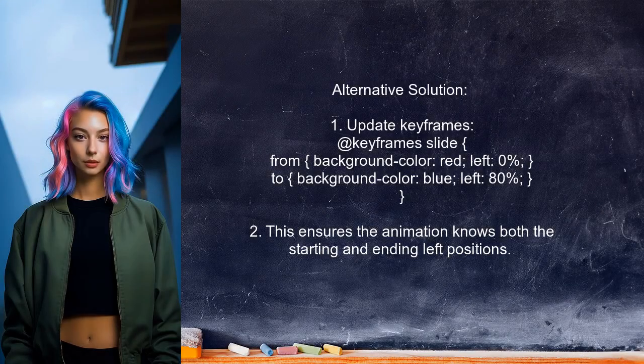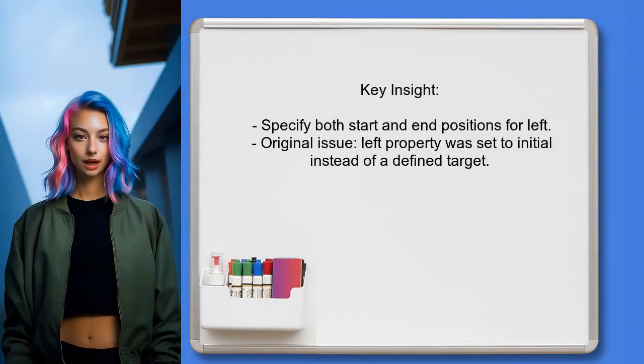An alternative solution provided by another user suggests adjusting the keyframes for the animation. Instead of animating from left 0 to right 0, they recommend animating from left 0 to left 80%. The user explains that the original issue arose because the animation only specified the initial left property without a target value. By defining both the start and end positions, the animation can function correctly.